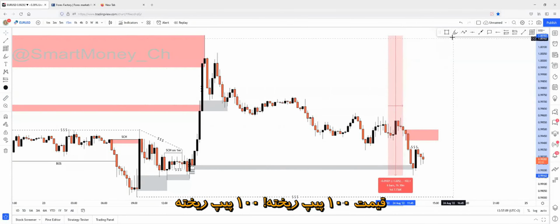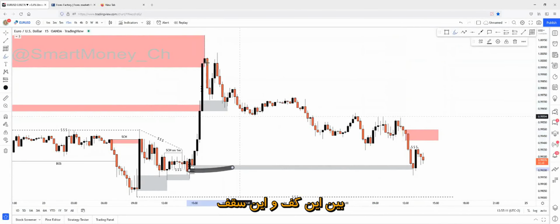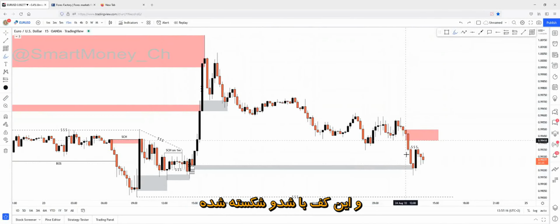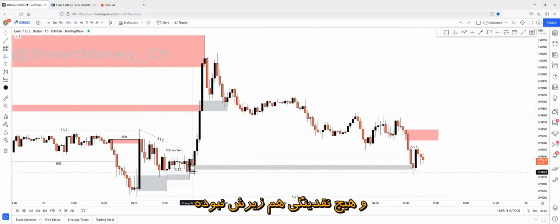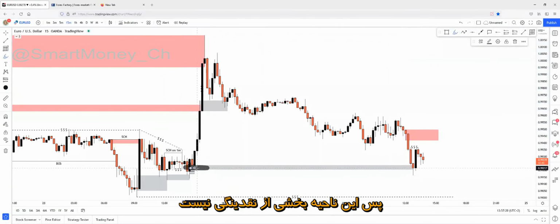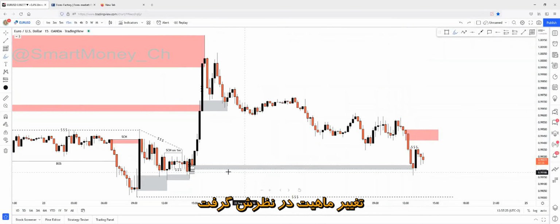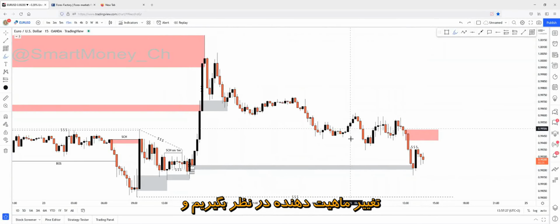100 pips passed by between this low and this high point, and the low point being broken with a wick. And this low point being broken with a wick, and there was no liquidity below this zone. So this zone isn't part of the liquidity. So we can technically consider this as the change of character, the character changing movement.